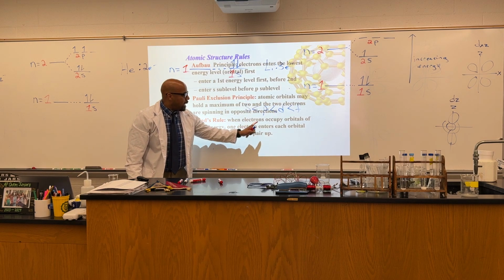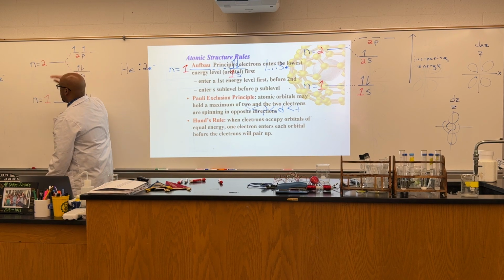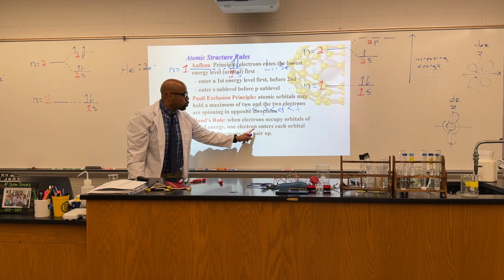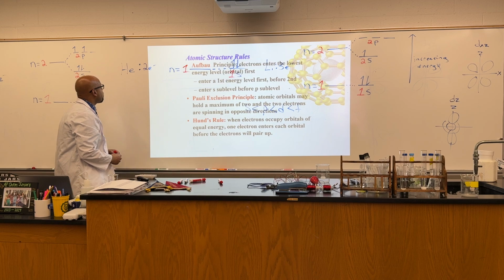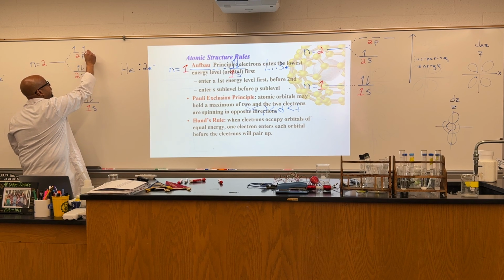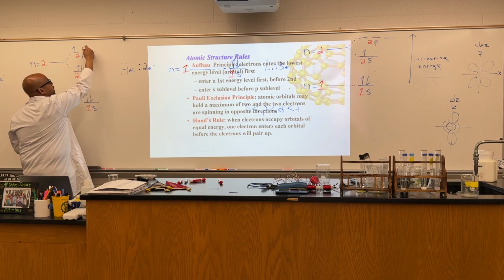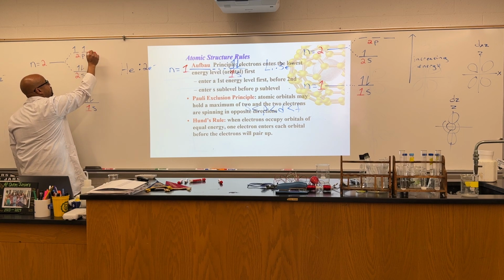When electrons occupy orbitals of equal energy, one electron enters each orbital until they are forced to pair up. So I would go one electron here, one here. Now once I have 3 electrons, I have no choice but to force them to pair up in this case.